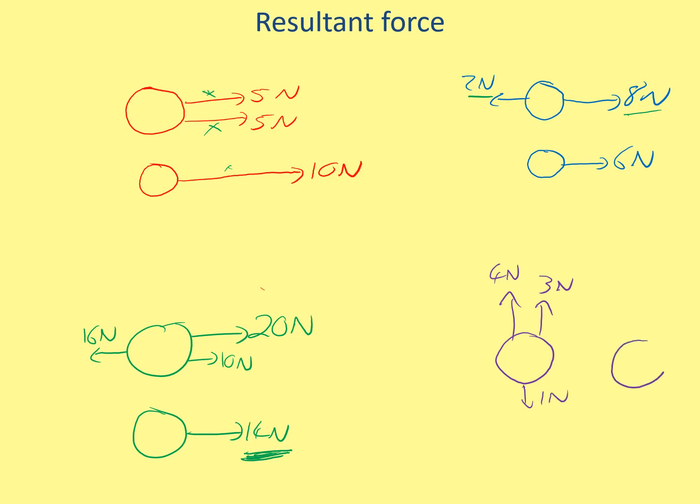Now that's exactly the same as drawing another object, the same object, and that will be 4 plus 3 is 7. And minus 1 would be 6 newtons forwards. Now when you draw it, be careful of your arrows. My 6 is less than my 4. That's wrong. It should be longer. But just be careful whenever you're drawing your diagrams.